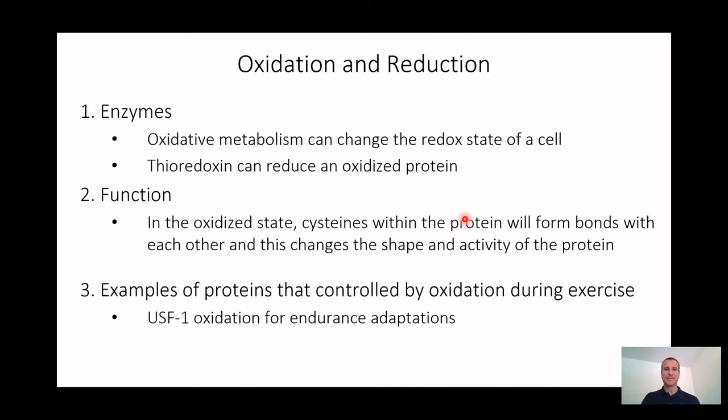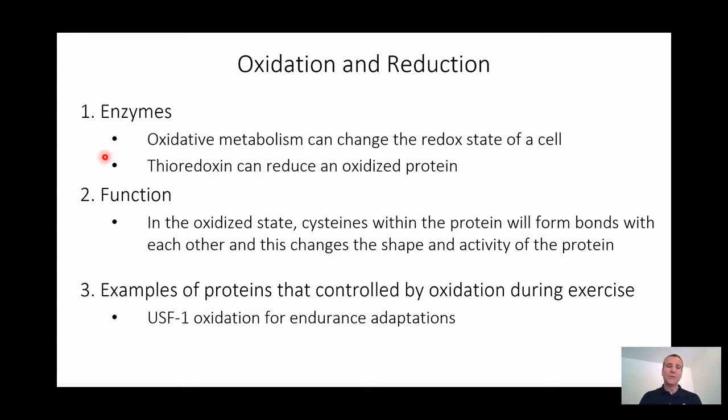All right, the last one that we're going to talk about is oxidation reduction. So again, the enzymes here are actually the oxidative metabolism. Every time you increase the metabolic state of the cell, you're using oxidative energy. So you're using the mitochondria, and you're going to produce more oxygen free radicals. And those can oxidize other proteins down the line.